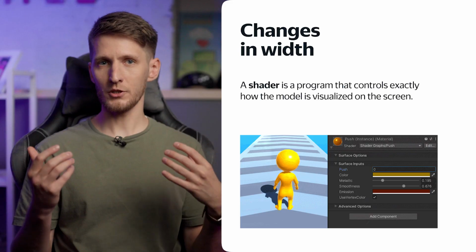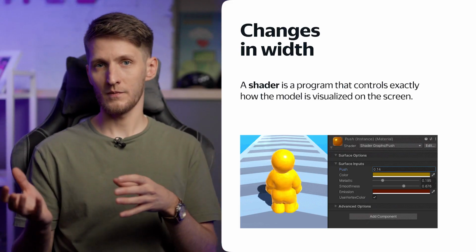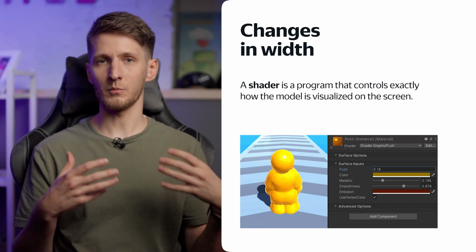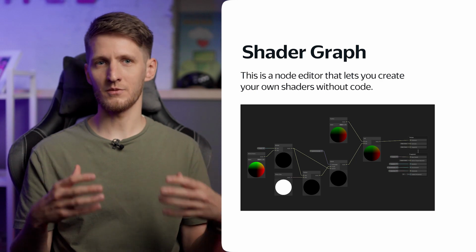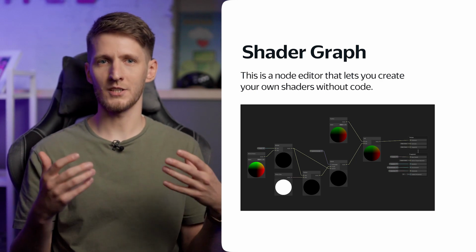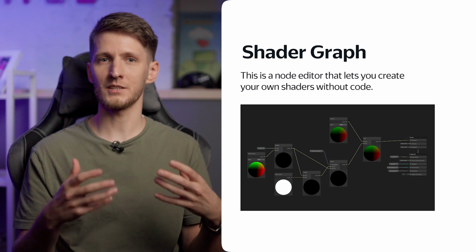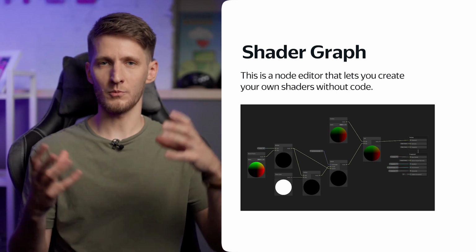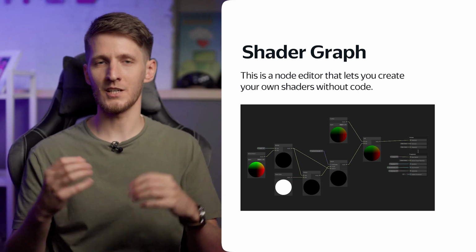I'd like to elaborate on the character's width. To set it up, we'll need a special shader. A shader is a program that defines how the model is visualized on the screen. We'll need a shader that shifts the model's vertices along the normal to the surface. In Unity, shaders can be created in the Shader Graph window. It's a node editor that you can use to create your own shaders without code. A node means it contains various blocks that you connect to each other.